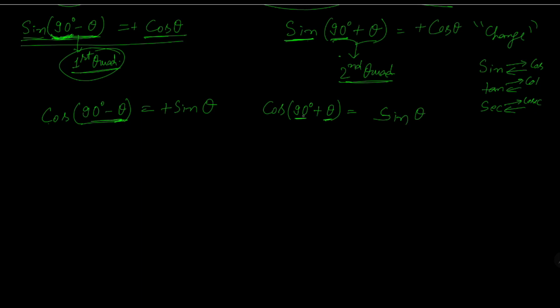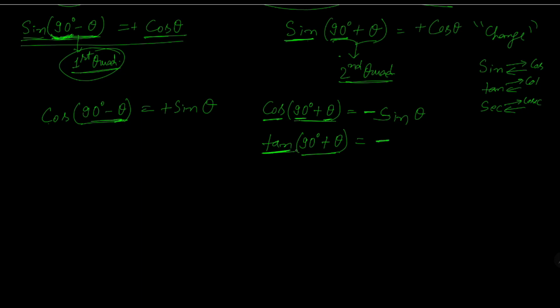So this plus and minus sign has a role to play only to identify the quadrant. That's it. 90 minus theta represents first quadrant. 90 plus theta represents second quadrant. Okay. And 90 degree plus theta is second quadrant where cos is negative. So the answer will be minus sine theta. Tan 90 degree plus theta. Can you find the answer? 90 degree plus theta, second quadrant. Tan, second quadrant, negative.